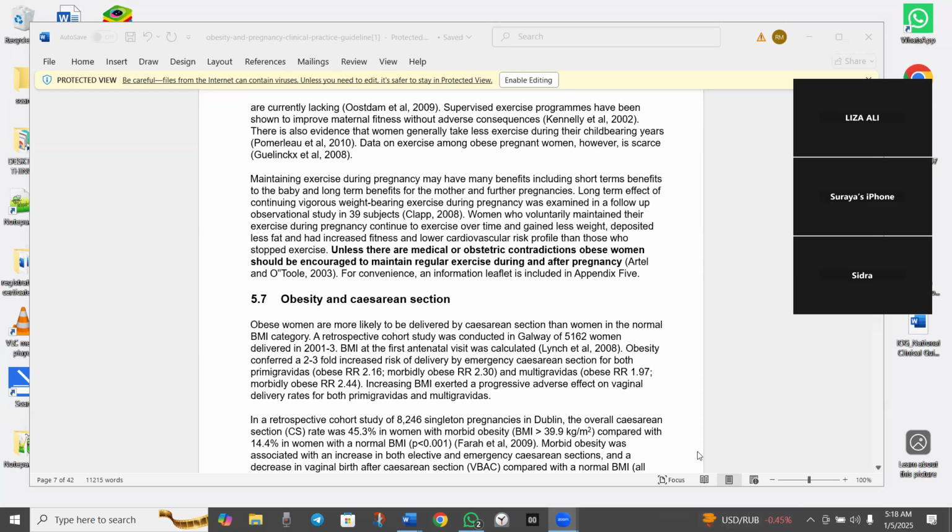So delivery, I already told you. She has to deliver in a consultant-led hospital mostly. But the most important one is if she is from the way back.